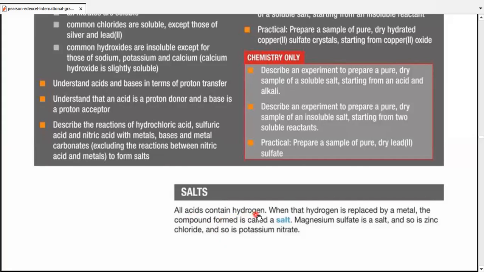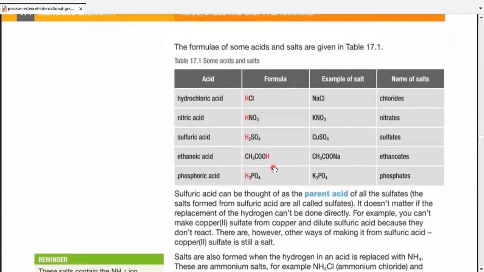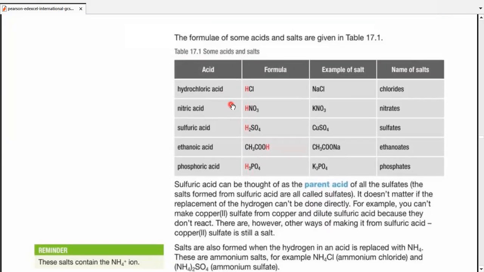All acids contain hydrogen. When that hydrogen is replaced by a metal, the compound that is formed is known as a salt. Magnesium sulfate is a salt. So is zinc chloride, so is potassium nitrate. So most of the examples that we discussed previously, which were formed as a part of neutralization reactions, were actually salts. Let's consider a few examples in table 17.1.